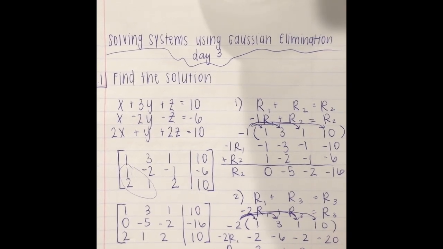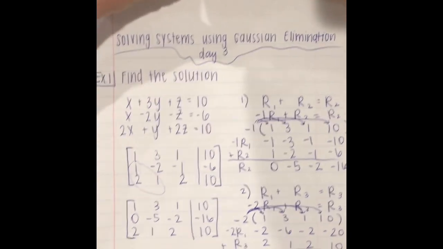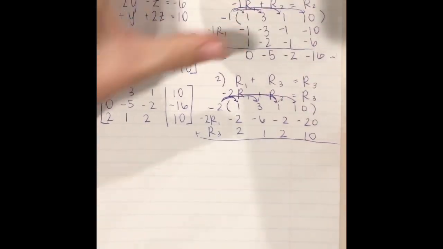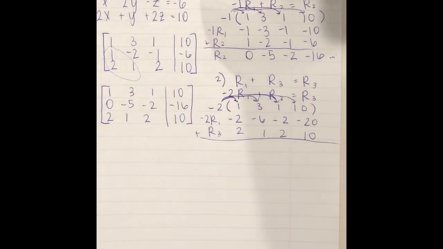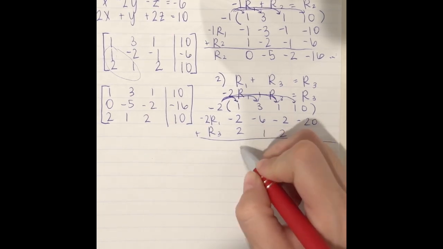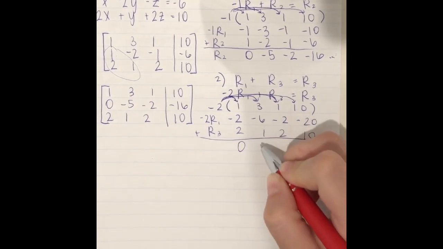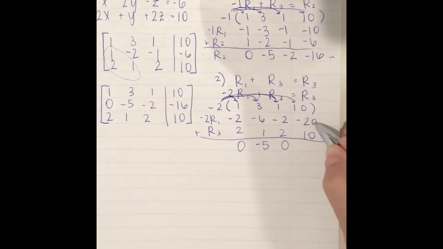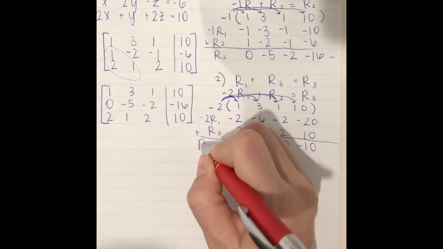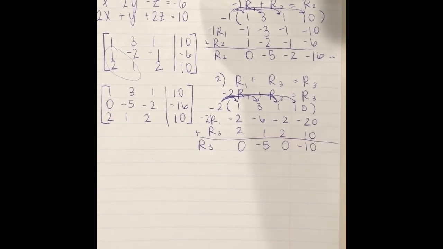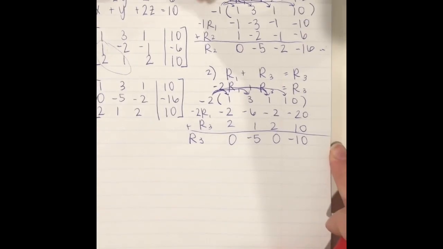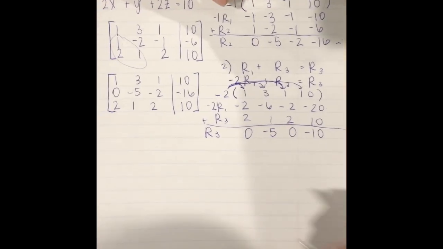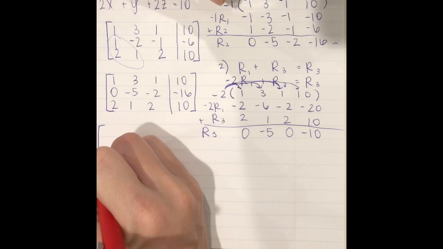Oh, and we're going off the screen. Give me 1 second. There we go. So add these together. Negative 2 and 2 is 0. Negative 6 and 1 is a negative 5. Negative 2 and 2 is 0. And negative 20 plus 10 is a negative 10. So this is my new row 3. Okay, so we're just going to go over here and do our new matrix.